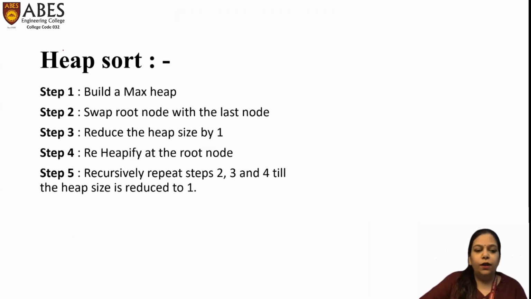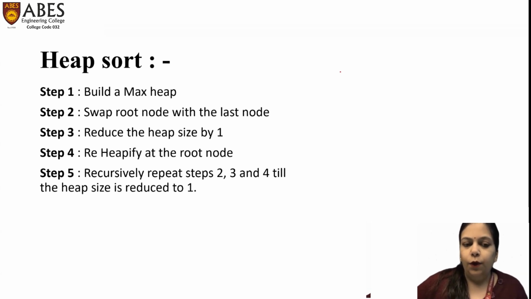Now, coming on to the heap sort algorithm, the various steps of heap sort include building a max heap out of a binary tree. Then we have to swap the root node with the last node. Then we have to reduce the heap size by 1 and reheapify the root node. And recursively, steps 2, 3, and 4 will be executed till the heap size is reduced to 1. Now, in order to have a better understanding of how the heap sort algorithm works, let us take an example.